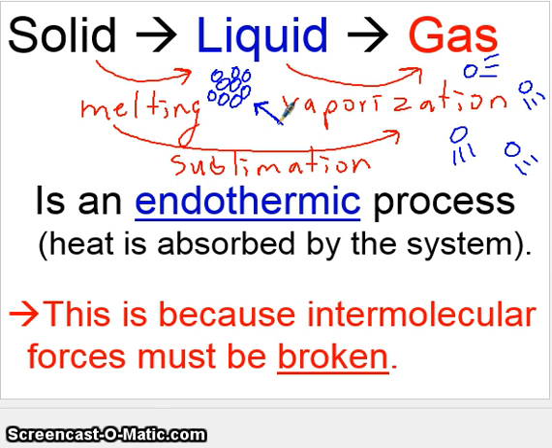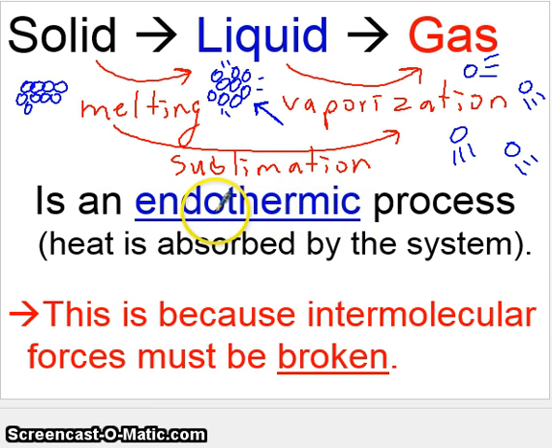So this phase change is called endothermic. Endothermic means heat is absorbed into the system, by the system. This is why the gas particles move faster than the liquid particles, and the liquid particles move faster than the solid particles. Remember, solid particles are pretty set. All they do is they vibrate. So anytime you go from a solid to a liquid to a gas, this is always an endothermic process.